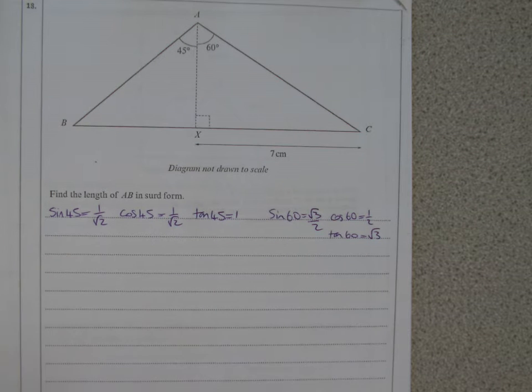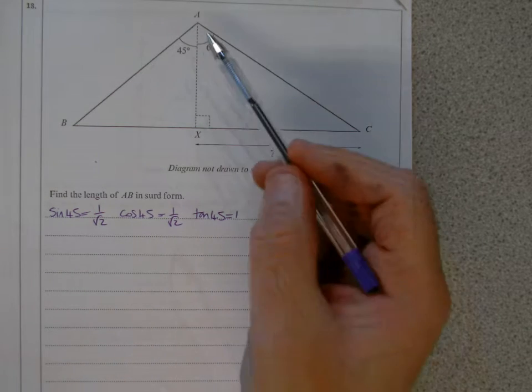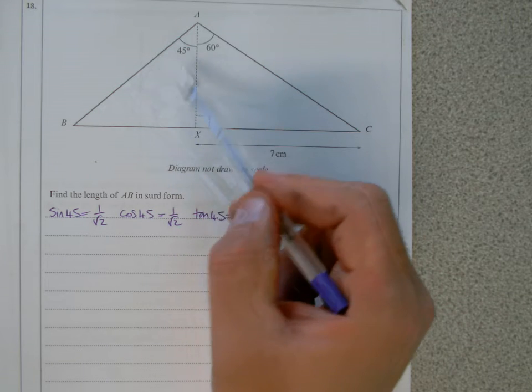Okay, so we're going to use now what we've just calculated, our angles, in terms of sine, cos and tan, to help us then determine the length of AB in the third problem. Now AB is this side, isn't it, of this triangle here.